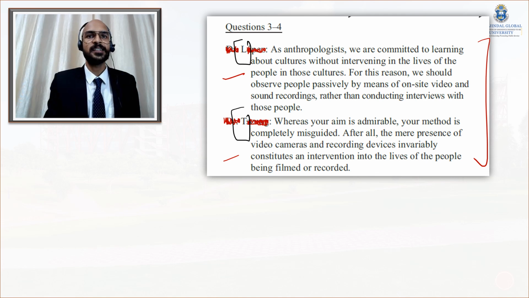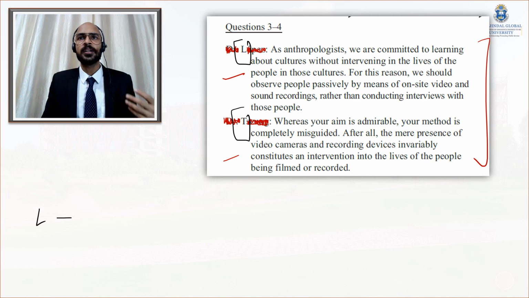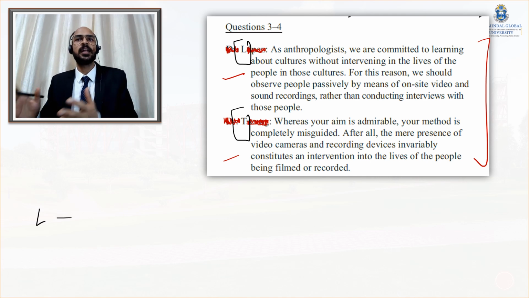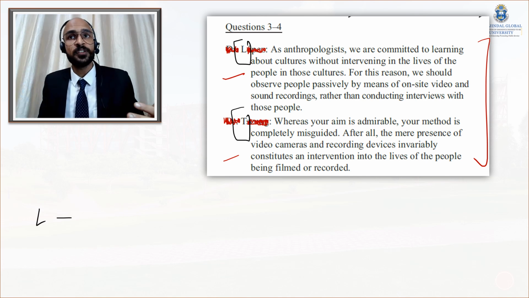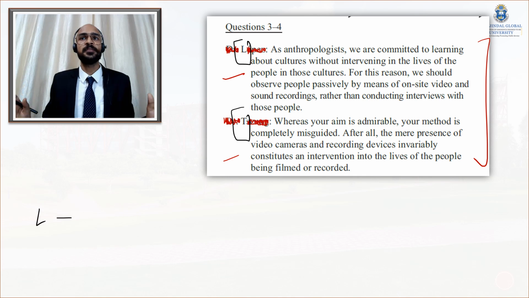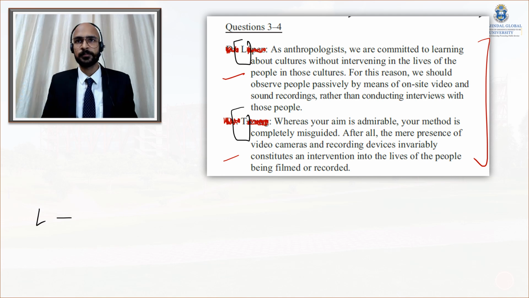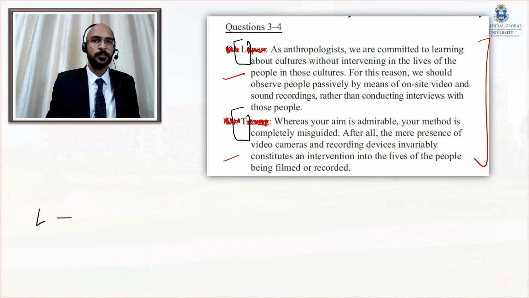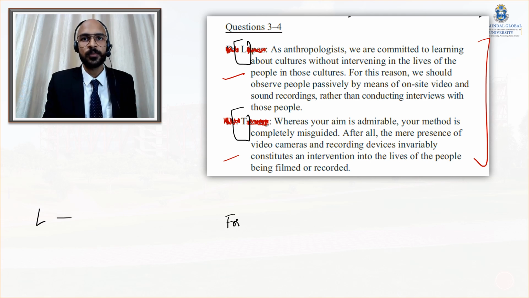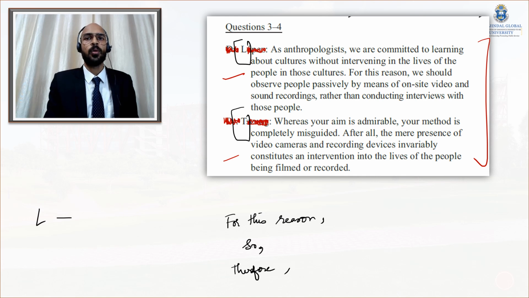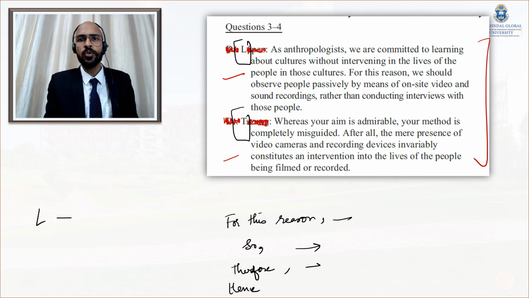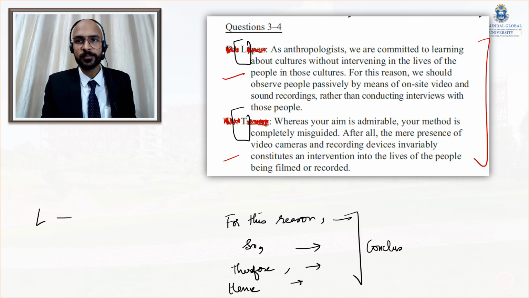L says that as anthropologists, we are committed to learning about cultures without intervening in the lives of the people in those cultures. For this reason, we should observe people passively by means of videos and sound recordings rather than conducting interviews with these people. One of the first things that I should tell you is about argumentation structure. As you can see, whatever follows a word like 'for this reason', or maybe 'so', or 'therefore', or 'hence', and so on, you know that whatever follows this is the conclusion.